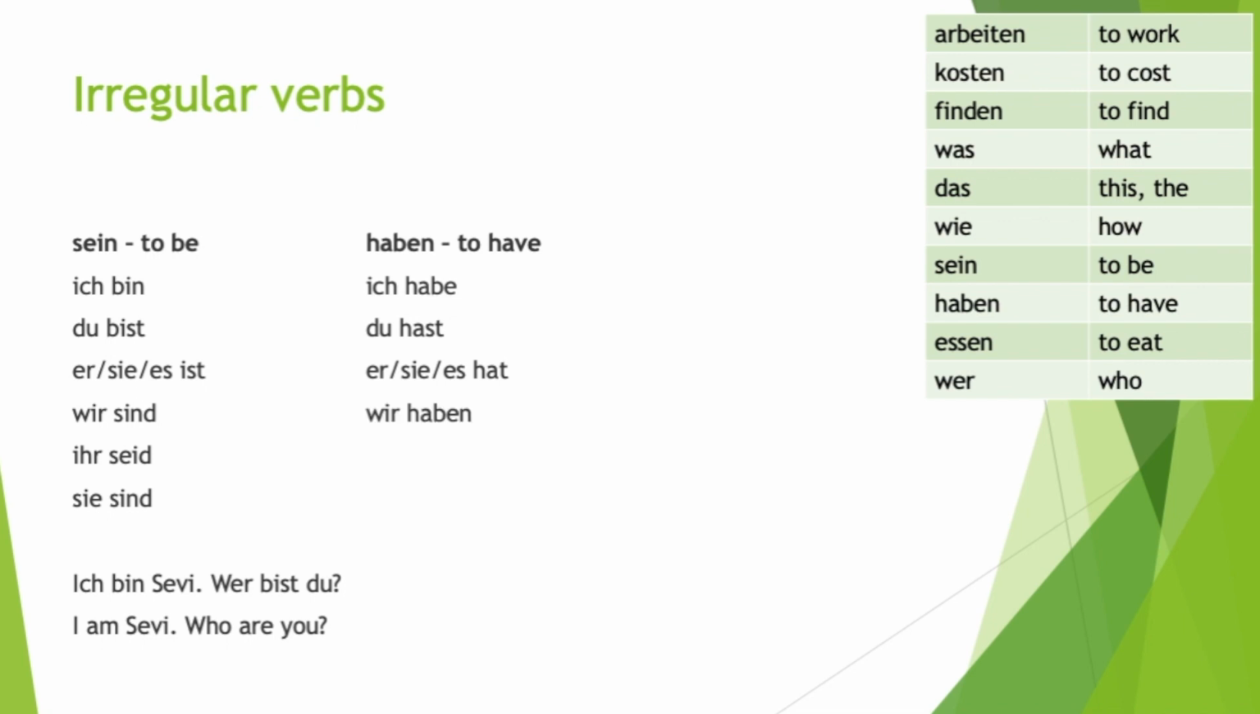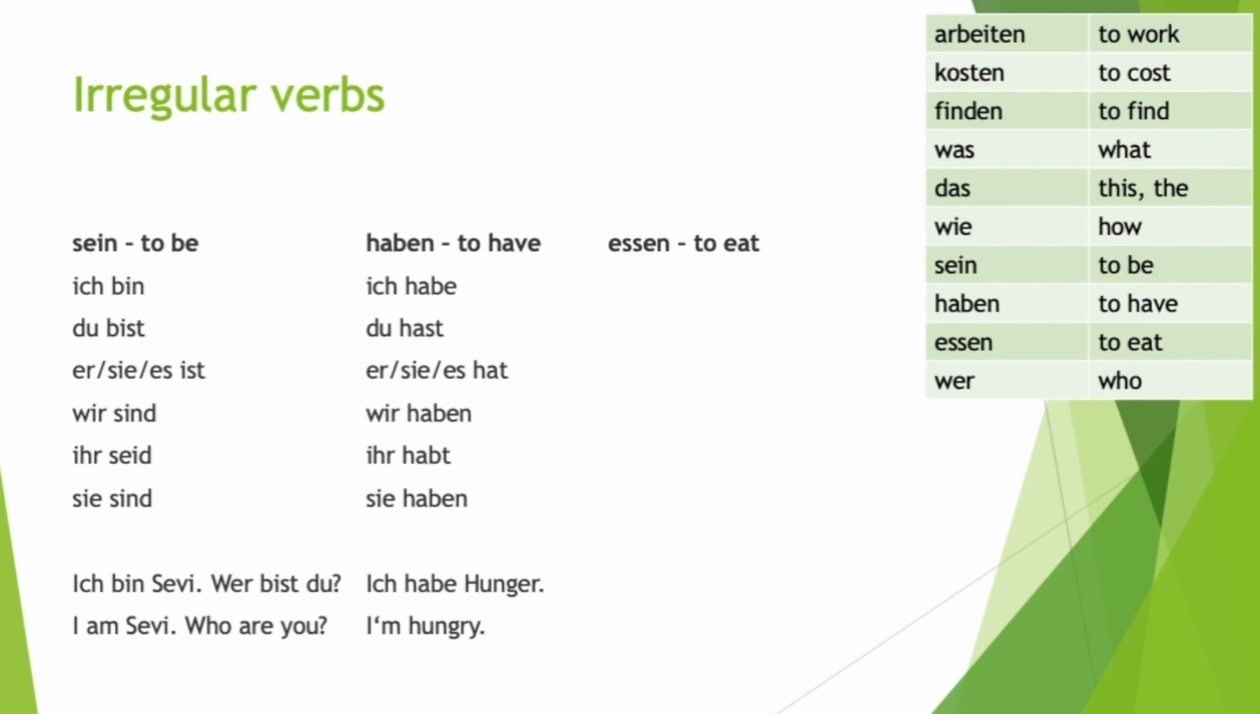Wir haben. Ihr habt. Sie haben. Good. Example. Ich habe Hunger. Hunger means hunger, just like in English. And literally that would mean I have hunger, and that's how we express I'm hungry. We do have a word in German for hungry, but we don't ever use it. So just say I have hunger, I have thirst. That's how we express that.